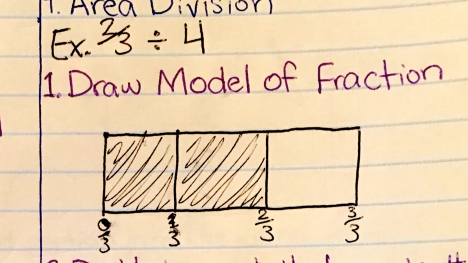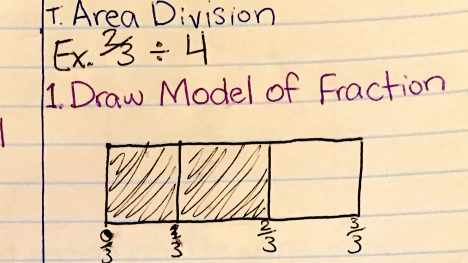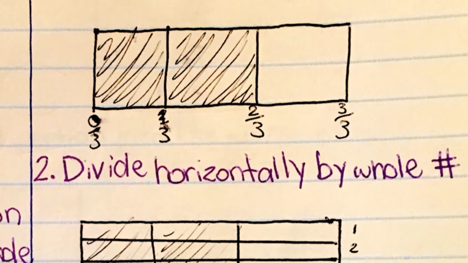Anyway, so let's take a look at the second model that we'll use to divide fractions, and that's called the area division. So we're going to look at the exact same problem. It says 2/3 divided by 4. I happen to like this model better, but step one nonetheless for area division, just like the other, is draw a model of the fraction. Same thing we did on the other side. Drew 3 boxes, split them up, and shaded 2 of them. So here you see 0/3, 1/3, 2/3, and 3/3. Pretty simple.